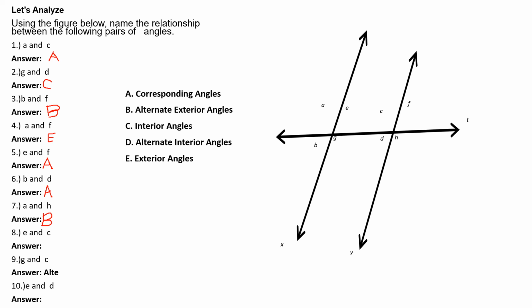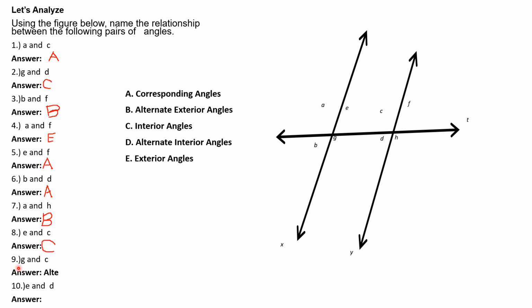Next, we have angle E and angle C. We have here angle E and then angle C. They are both on the same side of our transversal line, and then they are both interior angles. That means angle E and angle C are interior angles. Very good. So we have here letter C.